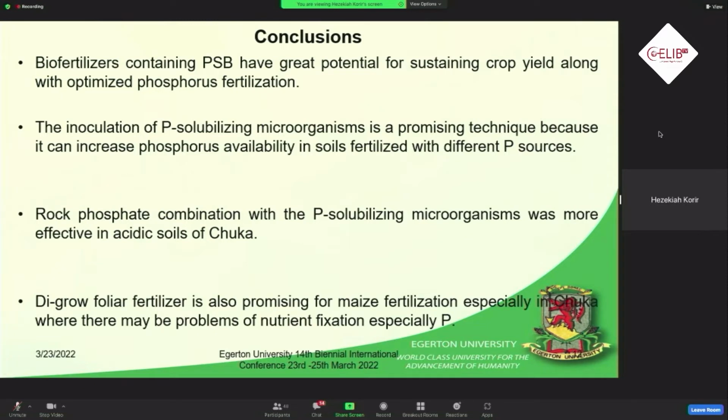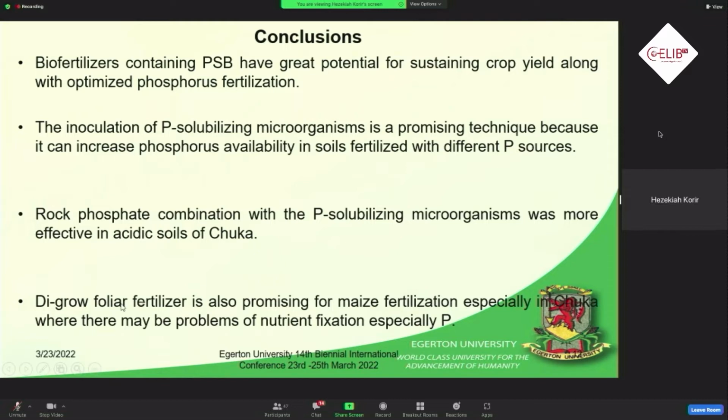So in conclusion, you see that these biofertilizers that contain the phosphate solubilizing organisms have a great potential for being used for sustainable crops, along with when we optimize how much P we are applying. And so when we inoculate with the P solubilizing organisms, this can be a very good, promising technique because it will be able to increase the availability of phosphorus in the soil. And again, when we apply the rock phosphate, which is an organic source of P, when we combine this with the P solubilizing organisms, it becomes more effective, especially in the acidic soils of Chuka.